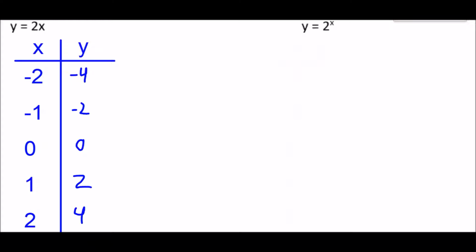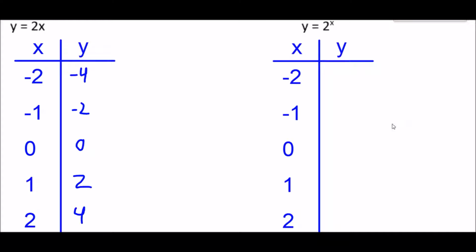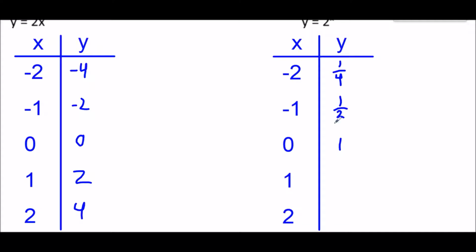Likewise, we're going to create a table using the same x values for y equals 2 to the x power. First, putting -2 into our exponent, we've explored how the negative exponent puts it in the denominator, so it's going to be 2 to the second power in the denominator, giving us 1/4. If we put in -1, it moves it to the denominator and gives us 2 to the 1 power in the denominator, being 2, for an overall 1/2. Then if we put in 0 for x, anything to the 0 power is always 1.